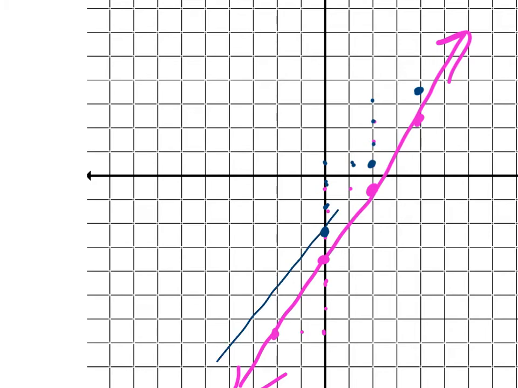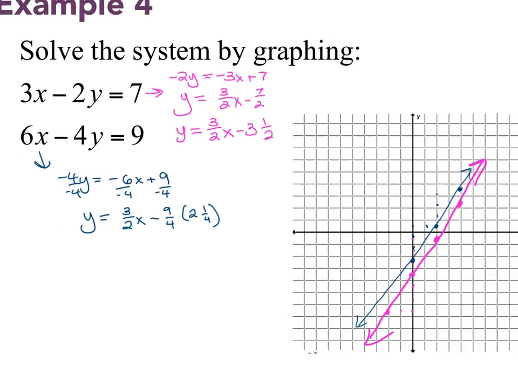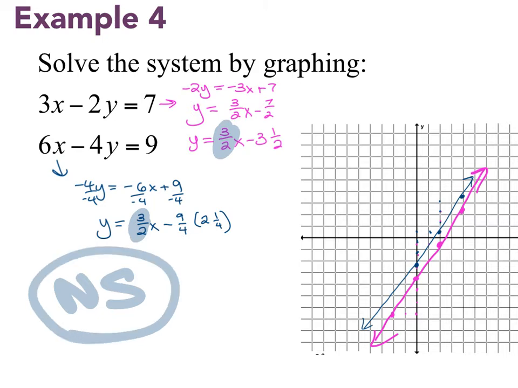So what do we notice about these lines? These are parallel. Could you have gotten that before you even graphed them? How? Same slope, okay? If they have the same slope, you want to also compare their y-intercept, because if it's the same slope and the same y-intercept, it's the same line, all real numbers. If it's the same slope, different y-intercept, and it's one of these cases, this is a no solution, okay?